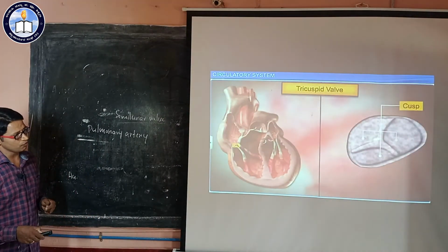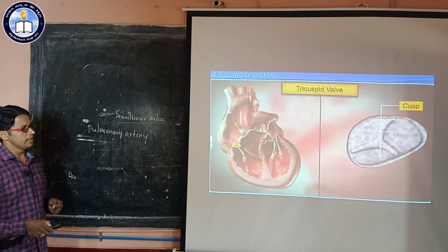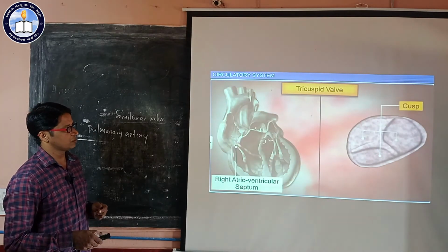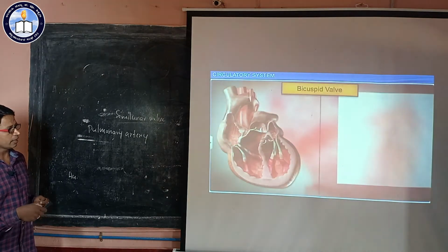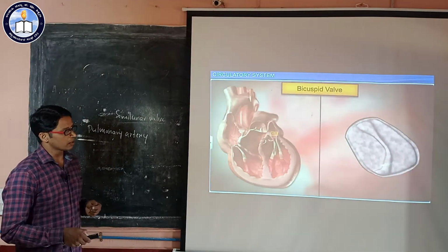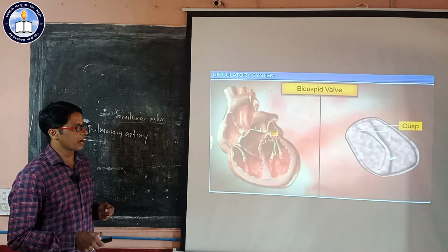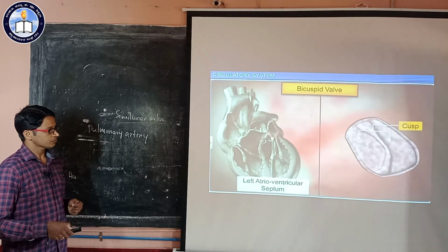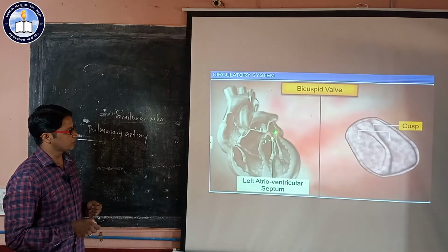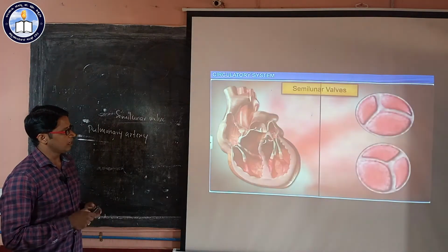So this is the structure of the tricuspid valve. It is made up of three cusps or three flaps, which is present between the right auricle and the right ventricle. This is the mitral valve, which appears like a bishop's hat, so it is called the mitral valve. It is made up of two cusps, which is present between the left auricle and the left ventricle.